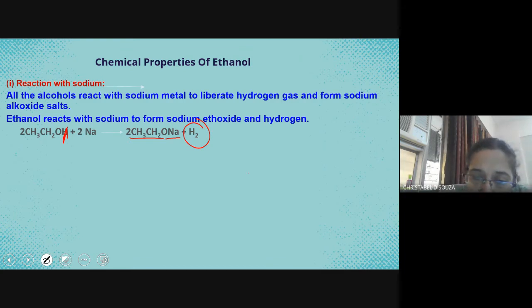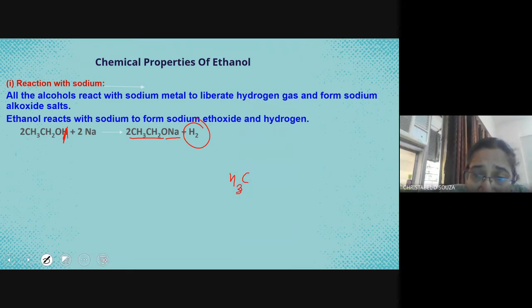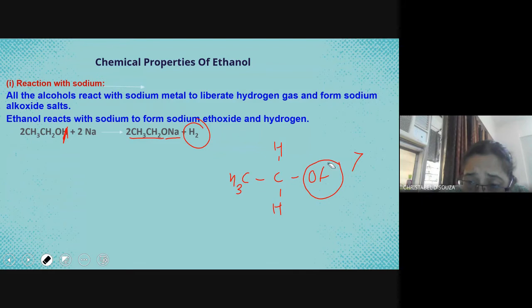I'll draw the ethyl alcohol this way. You remember I showed you, you had to write CH3, and then CH2, and this had the OH, correct? Now what happens is the H of this OH gets replaced. And what goes in the place of H? You get O and Na. So this is known as sodium ethoxide and hydrogen gas.